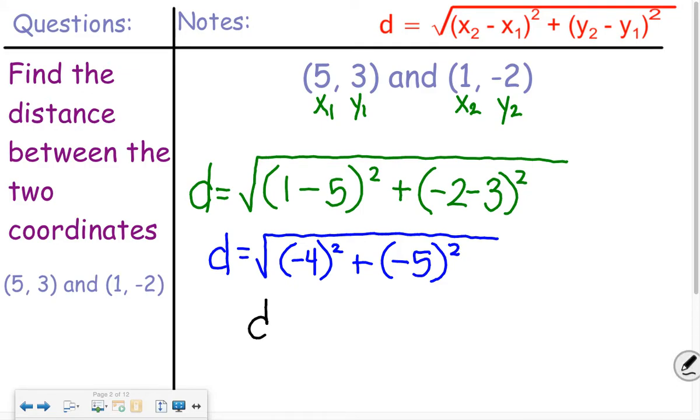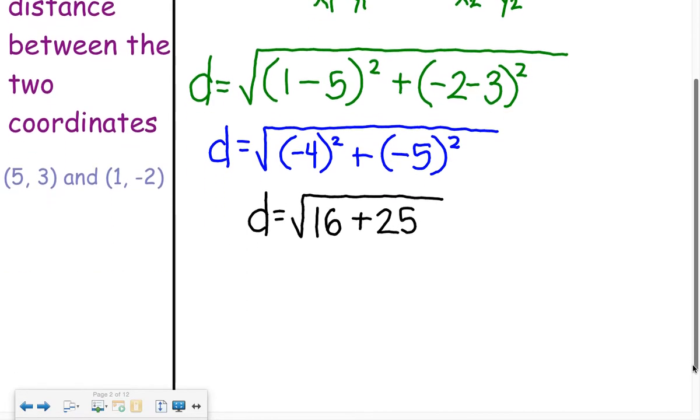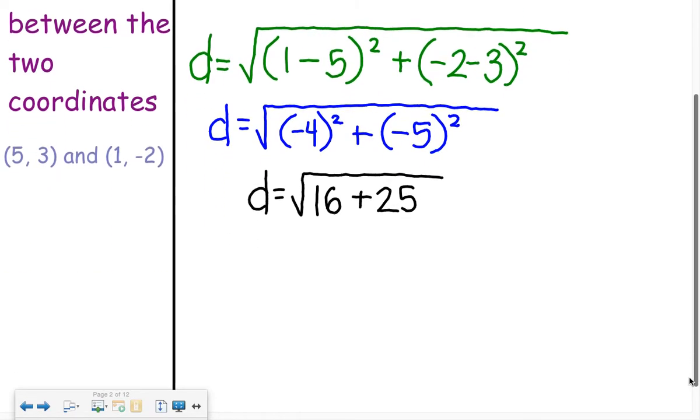Then we're going to take our next step and actually do the squaring. So remember that a negative number squared is always a positive. So the numbers that end up under your square root should always be positive. Keep in mind, distance can't be negative. So we can't end up with any negative numbers after we square. All right, so then D equals the square root of 16 plus 25. And if I add together 16 plus 25, I get 41.